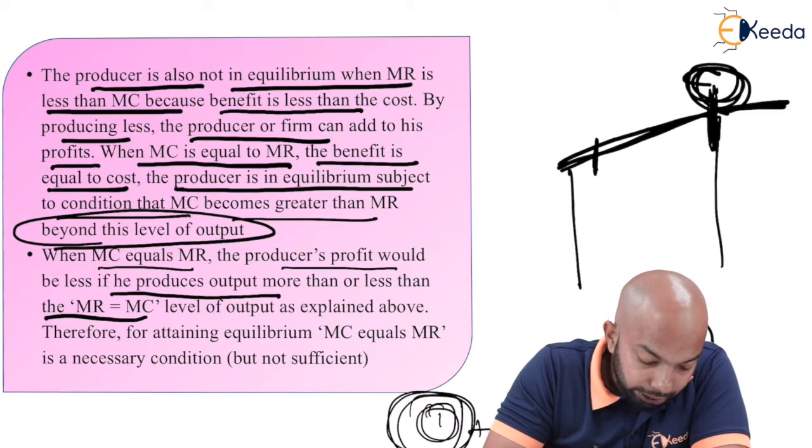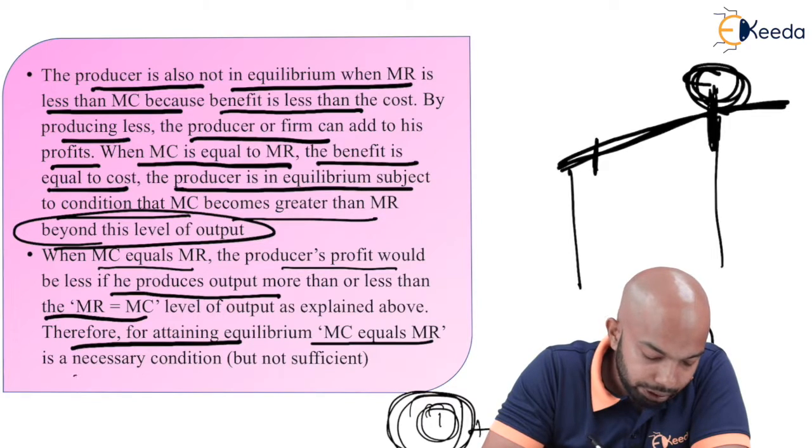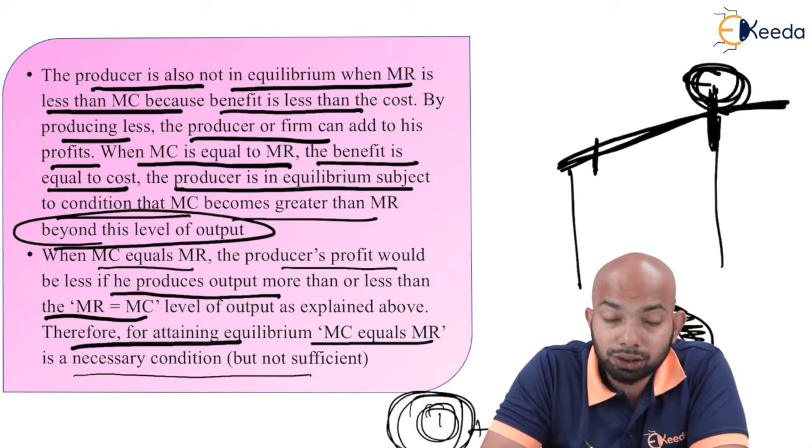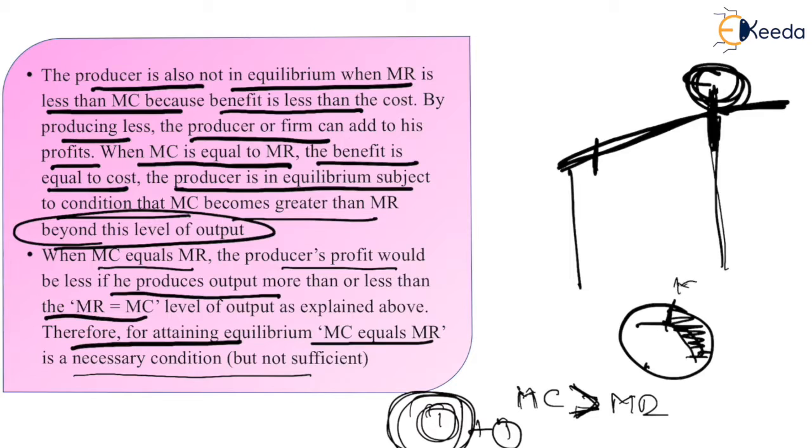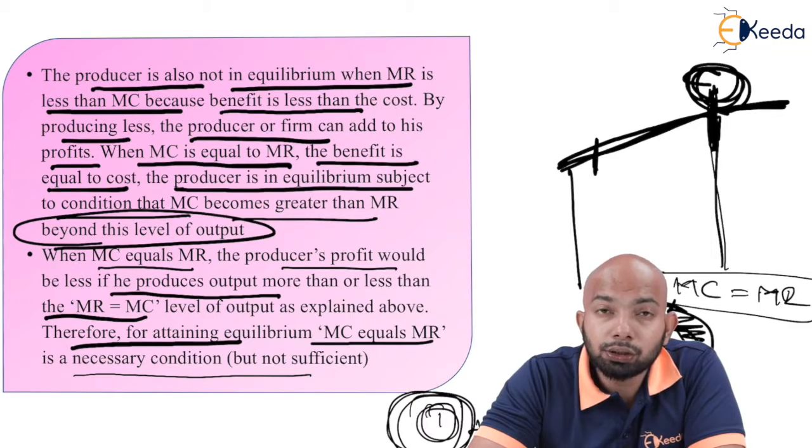Therefore, for attaining equilibrium, marginal cost equal to marginal revenue is a necessary condition but not sufficient. So at this level we can say that marginal cost is equal to marginal revenue. This is the level where he has to go on with the output here. Hence, marginal cost equal to marginal revenue is the first condition.